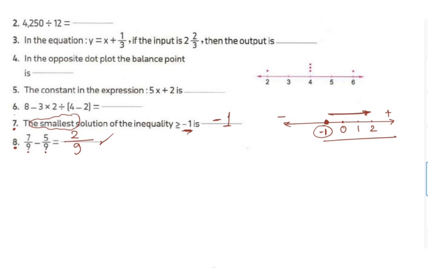So -1 is the smallest solution of this inequality. Okay, we have point 6. Just an expression that needs to be solved. Now I have 8 minus 3 by 2 divided by 4 minus 2. Now he asks us to use our order of operations. Okay, the order of operations, we know to start with what? To start with the powers, if you have any power, first, then the parentheses.